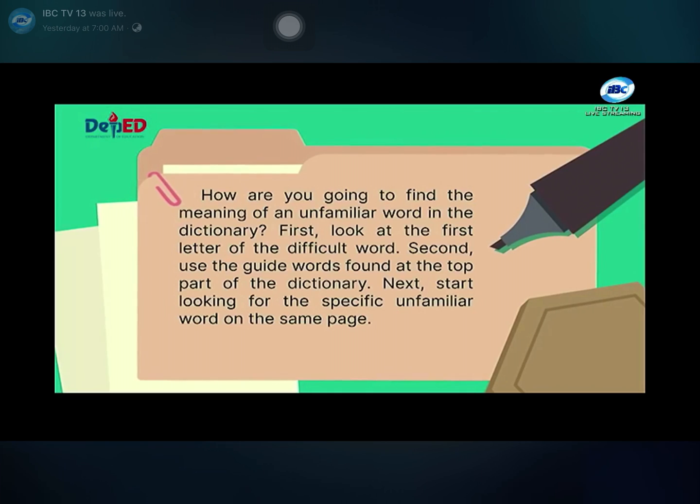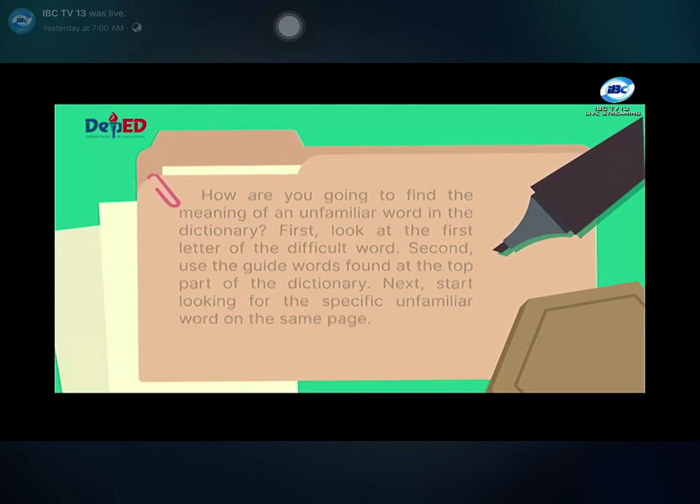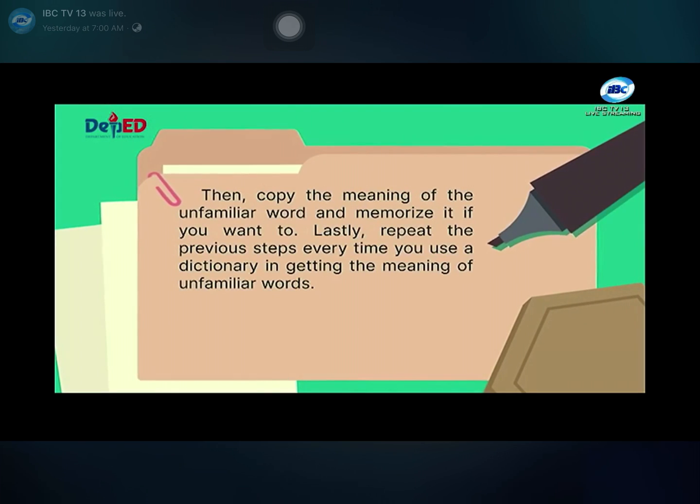Second, use the guide words found at the top part of the dictionary. Next, start looking for the specific unfamiliar word on the same page. Then, copy the meaning of the unfamiliar word and memorize it if you want to. Lastly, repeat the previous steps every time you use a dictionary in getting the meaning of unfamiliar words.